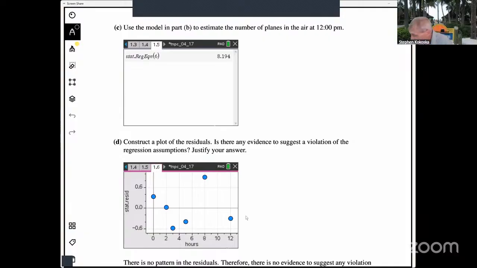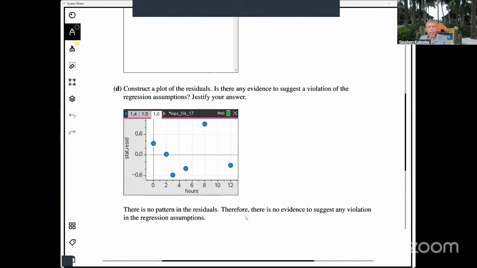And I think one last thing down at the bottom on this problem, I constructed a scatter plot of the residuals. A standard question here is, is there any evidence to suggest a violation in the regression assumptions? There are lots of regression assumptions, but basically what we're hoping for is this sort of shotgun effect of these residuals. We don't want to see any distinct pattern at all.